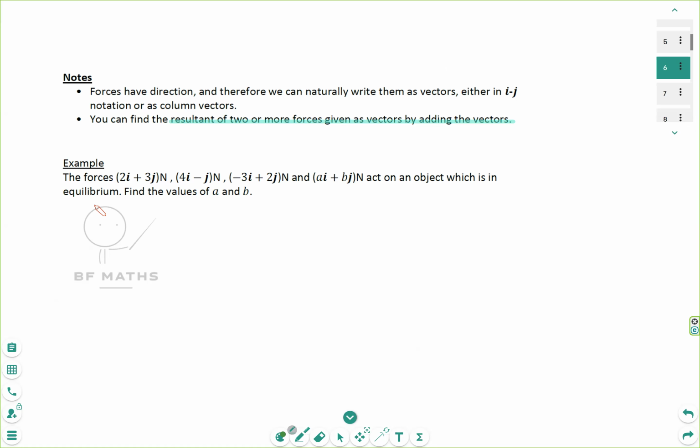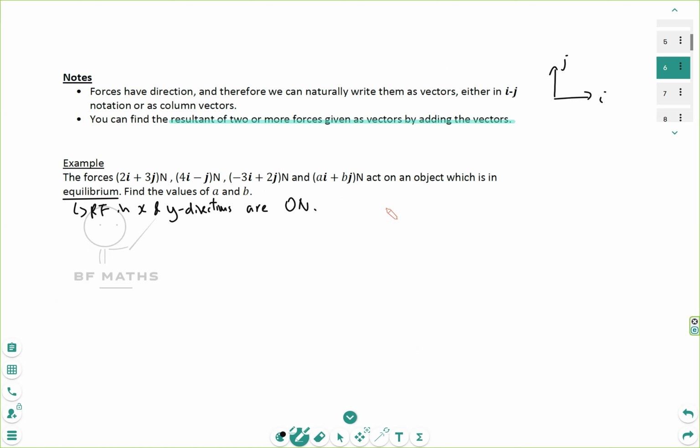Example: the forces 2i plus 3j. Now they're in i and j form, so hopefully you do remember i means horizontal and j means vertical. There are three forces: 2i plus 3j, 4i minus j, and minus 3i plus 2j, and ai plus bj acting on an object which is in equilibrium. Equilibrium means the resultant force in the x and y directions are 0 Newton. That means balanced. Equilibrium means balanced.